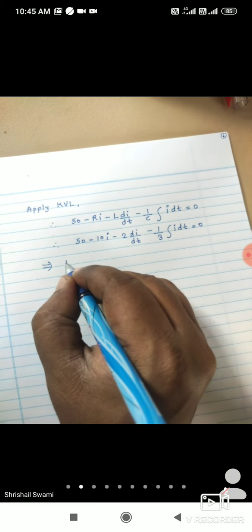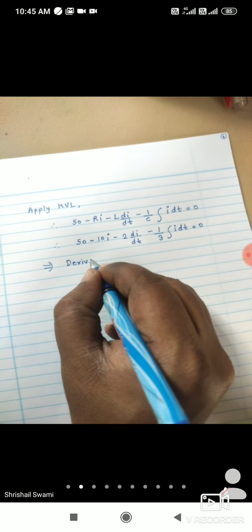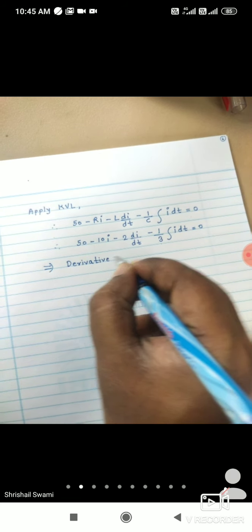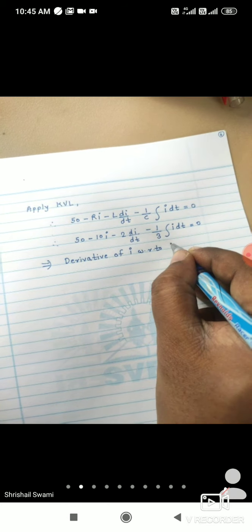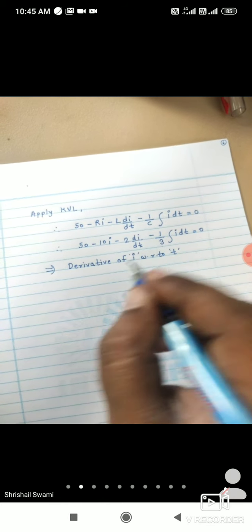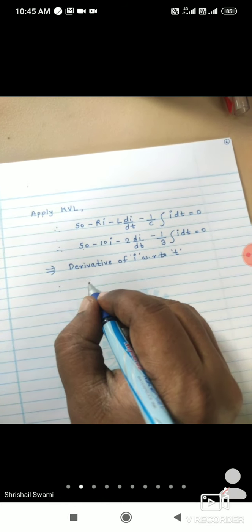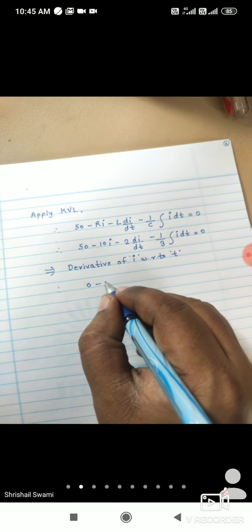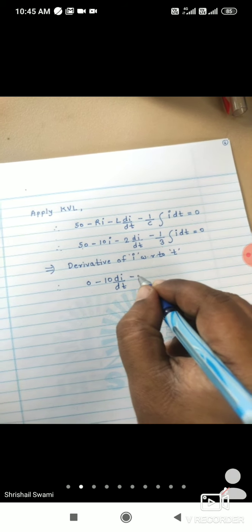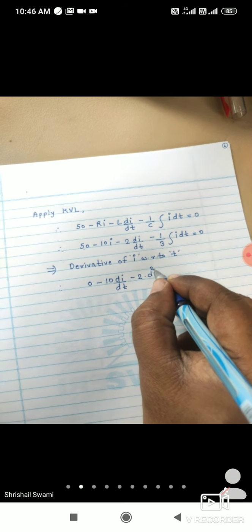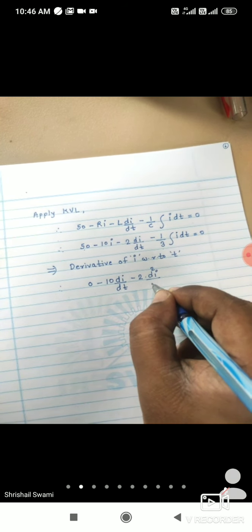For that you have to take the derivative with respect to time t. The derivative of a constant is 0. Then minus 10 into di by dt, then minus 2 into d square I divided by dt square, then minus 1 upon 3, integration and derivative will get cancelled, only I will remain, is equal to 0.